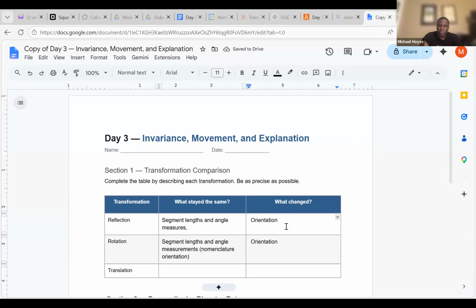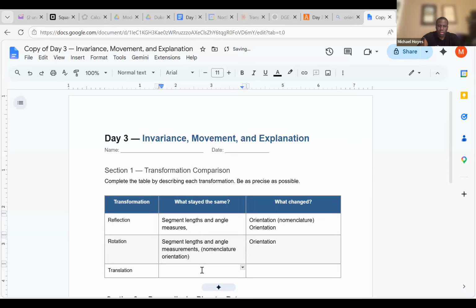Like I was just going to say, two forms of orientation are changing. It's weird to put orientation and then nomenclature orientation. So the nomenclature one changes, and then also the orientation of the actual figure. Orientation, and translation.